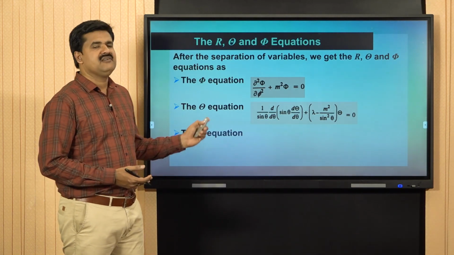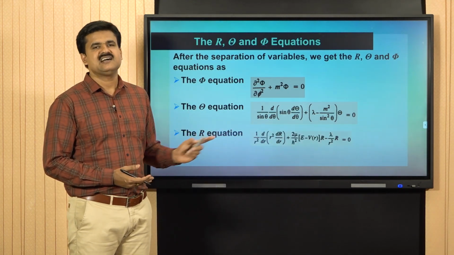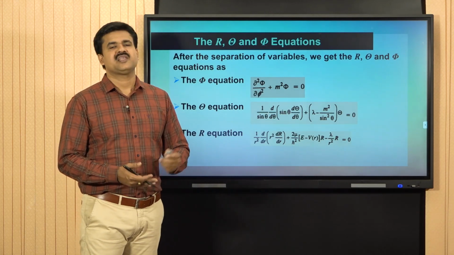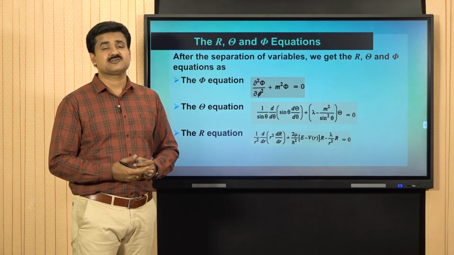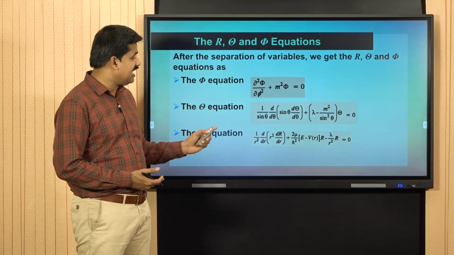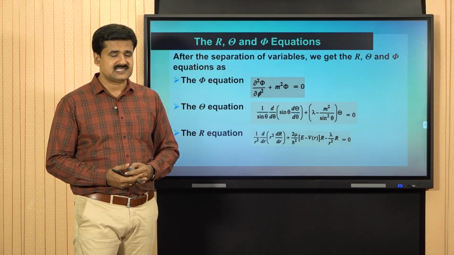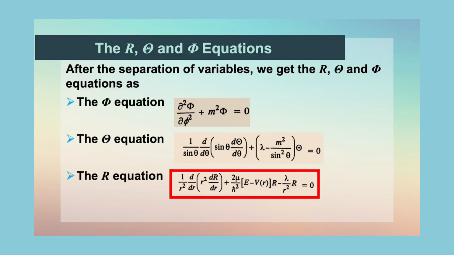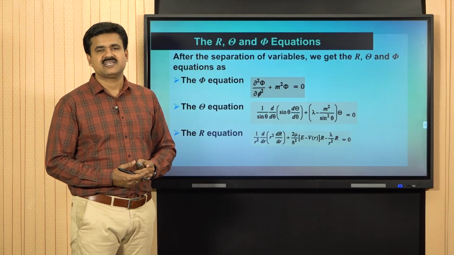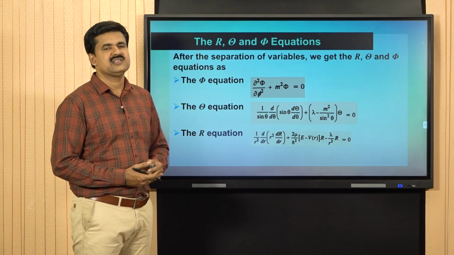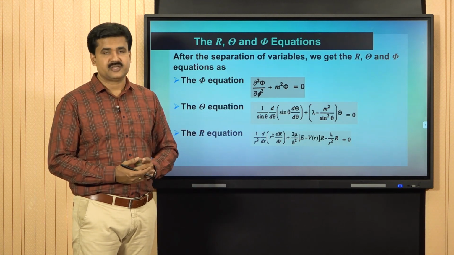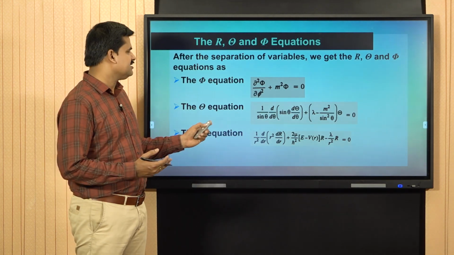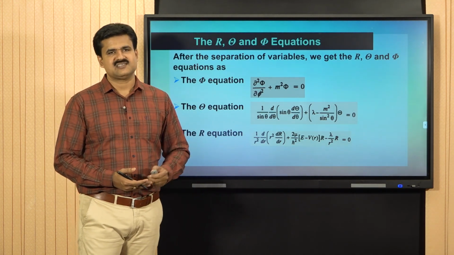And finally, we have the R equation. This is the R equation for the hydrogen atom problem, and now we are focusing on its complete solution. The R equation is 1/r² d/dr (r² dR/dr) + (2μ/ħ²)(E − V(r)) R − (λ/r²) R = 0. This is the radial part of the Schrodinger equation, and we are studying the solution of this R equation exclusively.